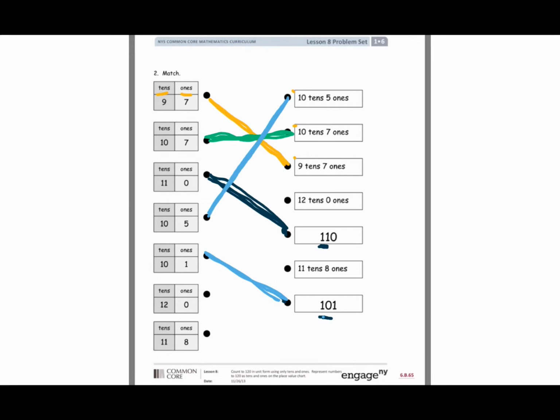And the next one, 12 tens, 0 ones. Oh, here's 12 tens, 0 ones. It's right up here. And my last one says 11 tens, 8 ones. That could be this one. Okay, boys and girls, go ahead and give yourself a smiley face.